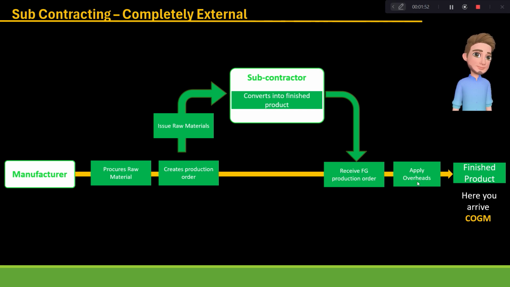If you want, you may apply overheads, or you may not apply them, and then you get your cost of goods manufactured. Right? Now we look into the next slide.